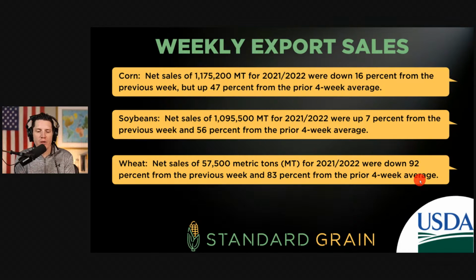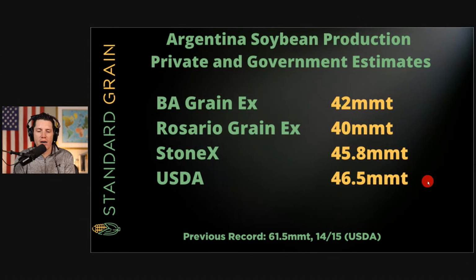So you could make the argument based on the sales pace that maybe USDA's projections are too high, but we've still got some time here. Argentina crop estimates are falling in regard to soybeans, at least. The Buenos Aires Grain Exchange pegged the country's soybean crop at 42 million metric tons, down from 44 previously. USDA's estimate is 46.5. The exchange cited lower yields and a smaller planting area than originally planned.